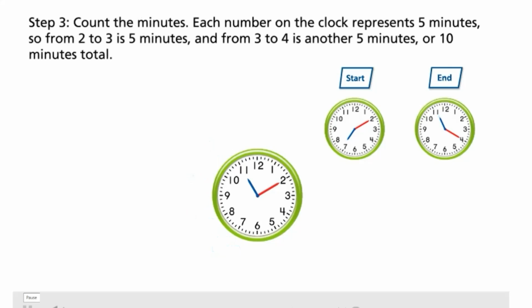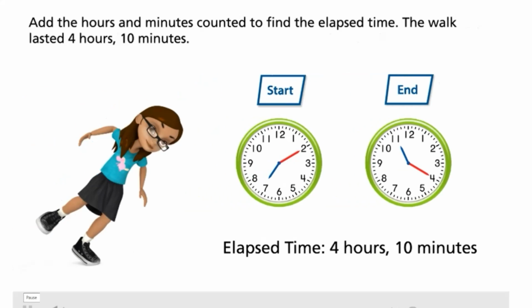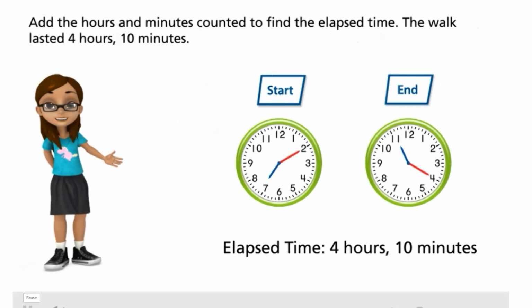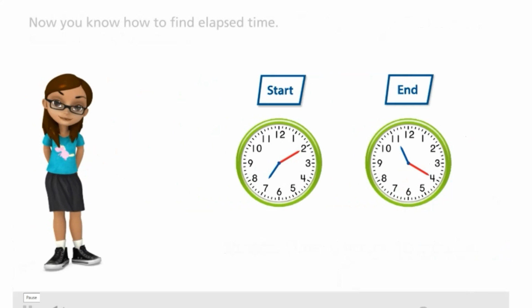Step 3. Count the minutes. Each number on the clock represents 5 minutes. So from 2 to 3 is 5 minutes, and from 3 to 4 is another 5 minutes, or 10 minutes total. Add the hours and minutes counted to find the elapsed time. The walk lasted 4 hours, 10 minutes. That's a lot of walking. Now you know how to find elapsed time.